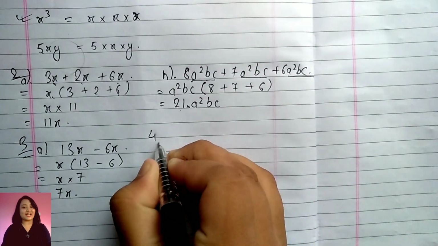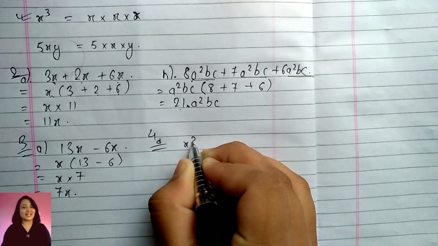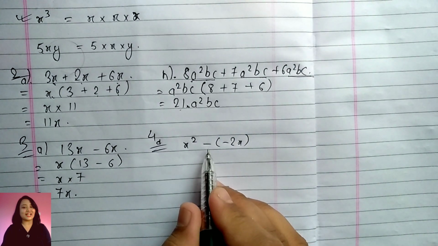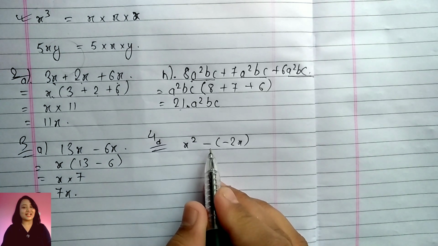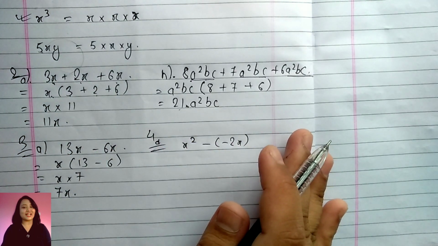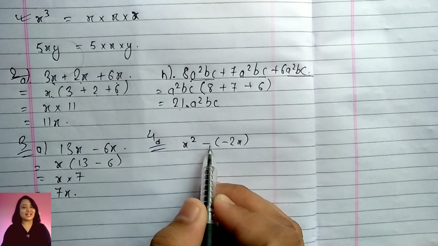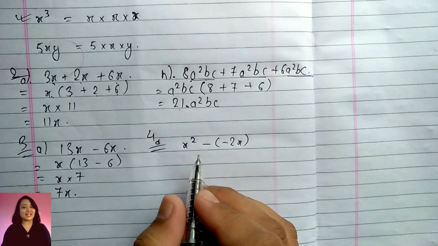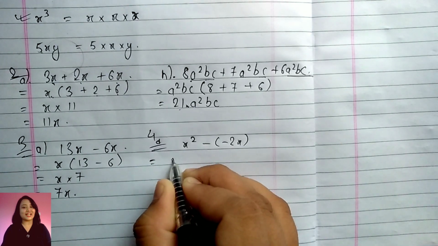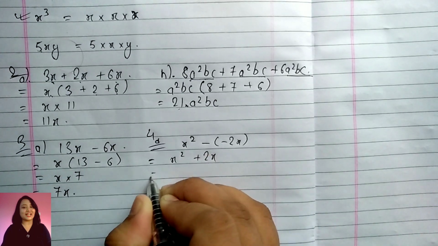In question number 4d, the question has written the difference of x square and minus 2x. Since the question has said difference, I have written minus here, and the question has given minus 2x. x square and minus 2x are already given by the question, but since it says difference, I have written minus here. If the question had said plus or sum, then I would have written the plus sign. Okay, let's do this. x square minus into minus will become plus 2x, minus into minus is plus, so plus 2x.